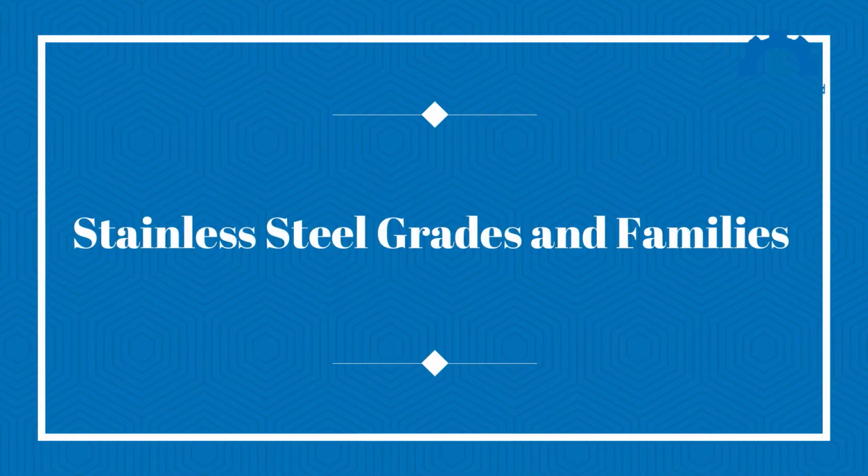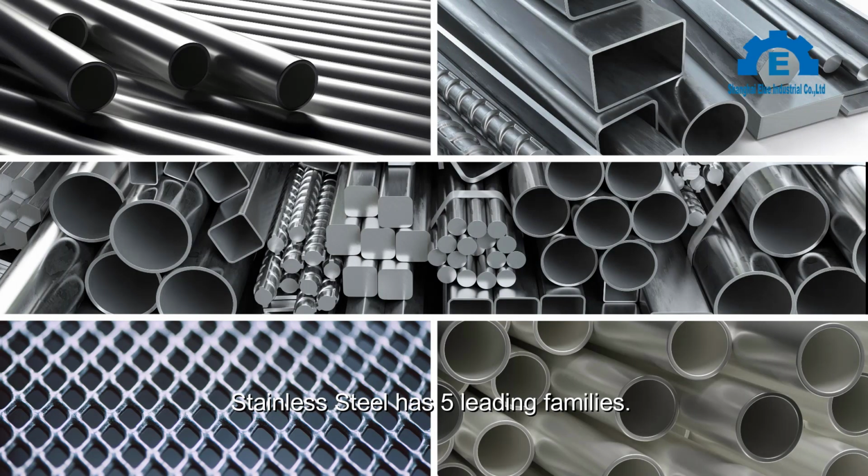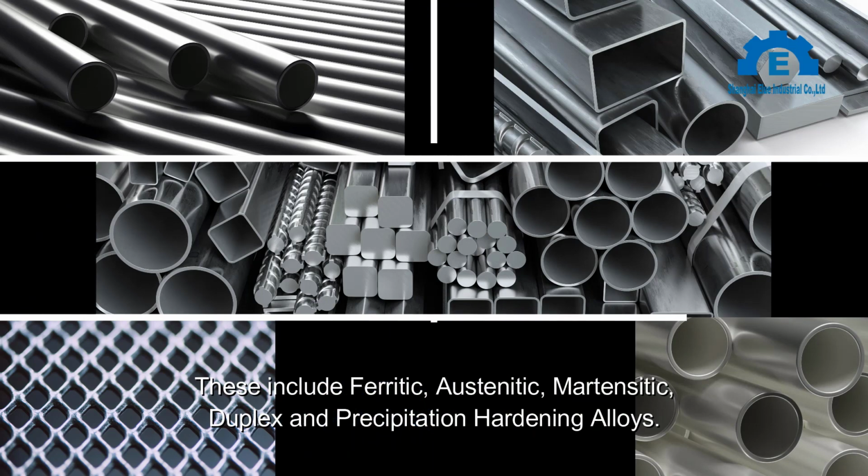In this section of the video, we'll talk about what different grades and families stainless steel has. Stainless steel has 5 leading families. These include Ferritic, Austenitic, Martensitic, Duplex, and Precipitation hardening alloys.